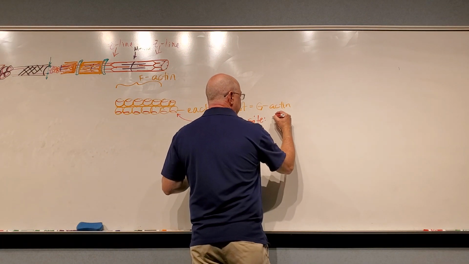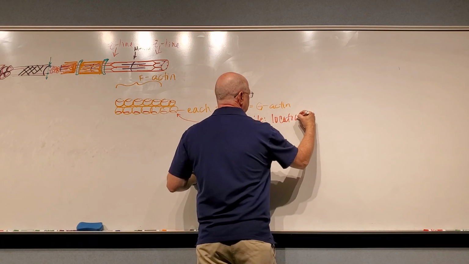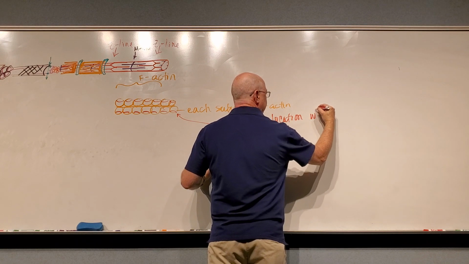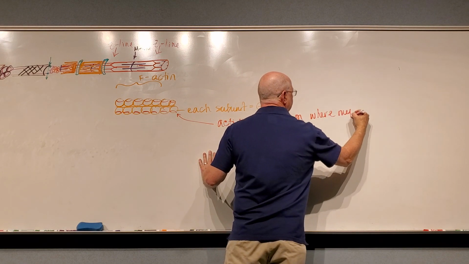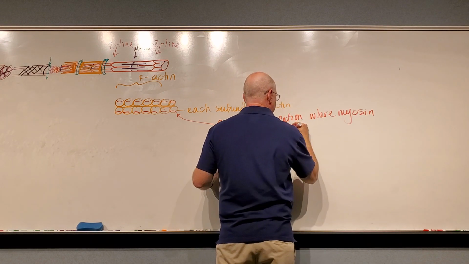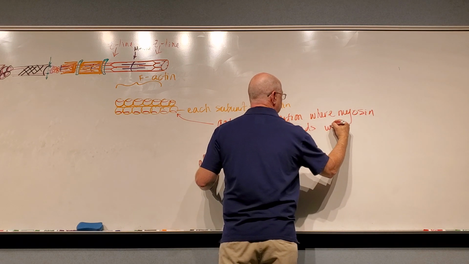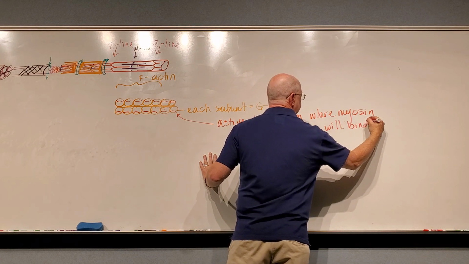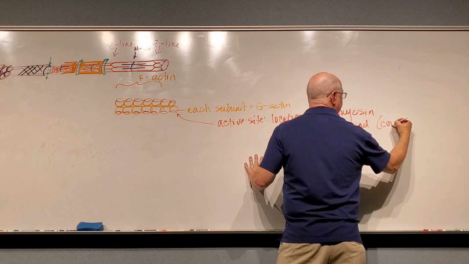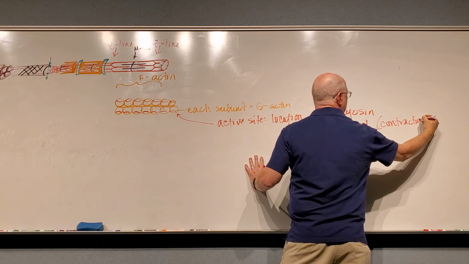So the active site is the location on the G-actin where myosin heads will bind. And that's during contraction, when a muscle contracts.